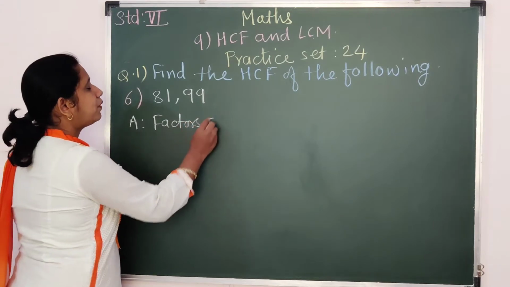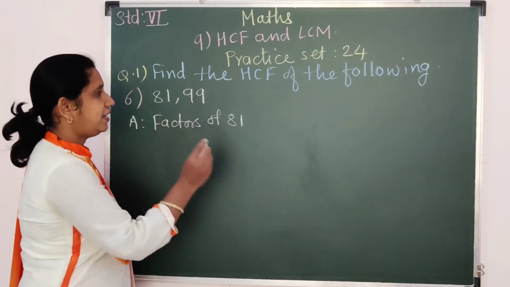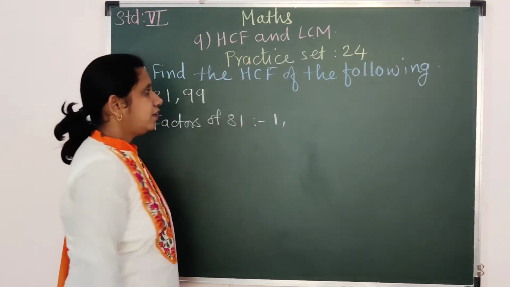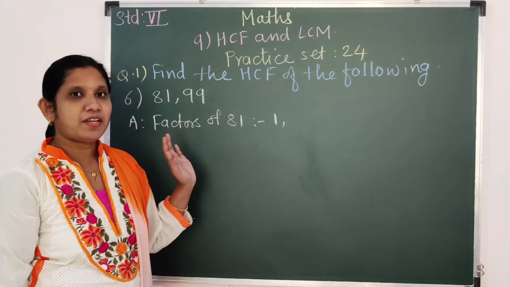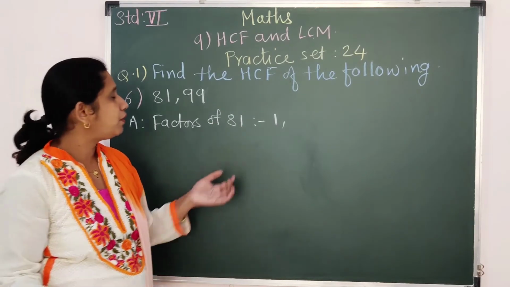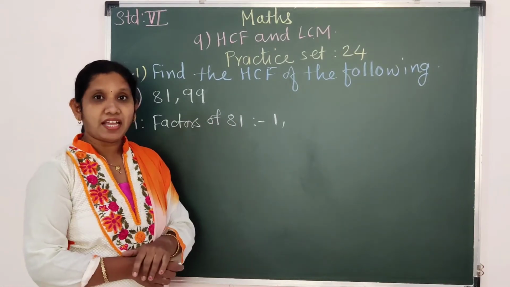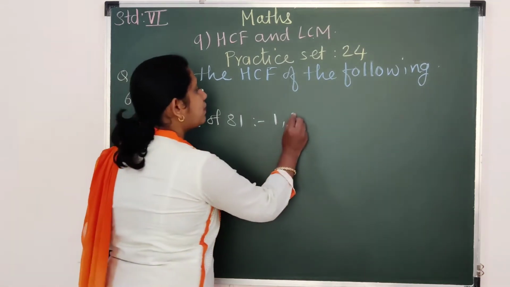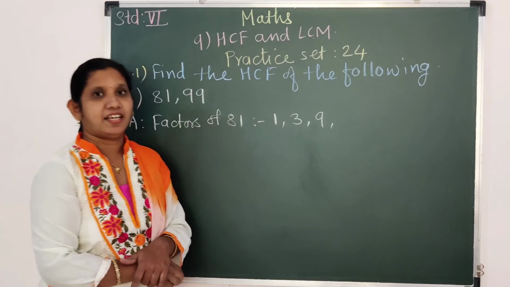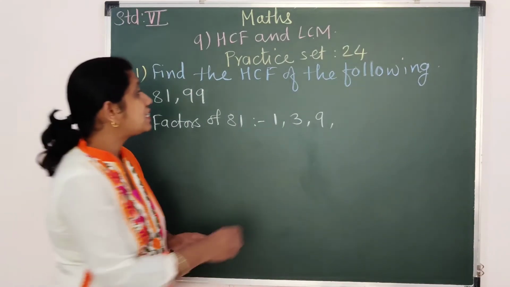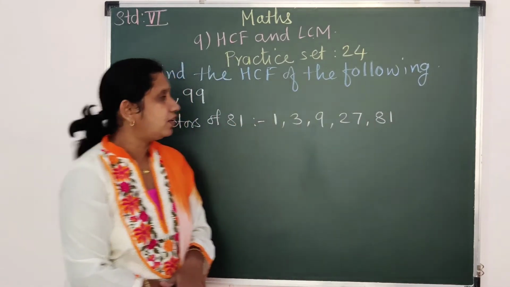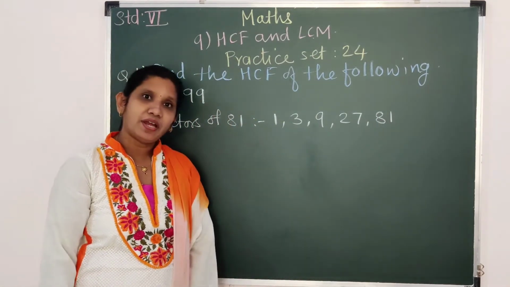Let us write first the factors of 81. 1, by 1 every number is divisible. Unit place digit is 1, so not divisible by 2. 8 plus 1 is 9, it means the number is divisible by 3. Also it is divisible by 9. And 27 3s are 81 and 81 1s are 81. These are the factors of 81.